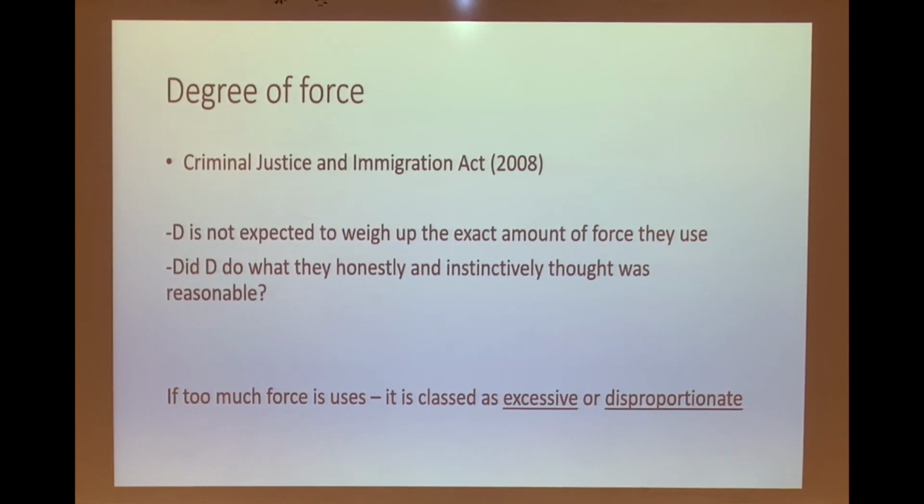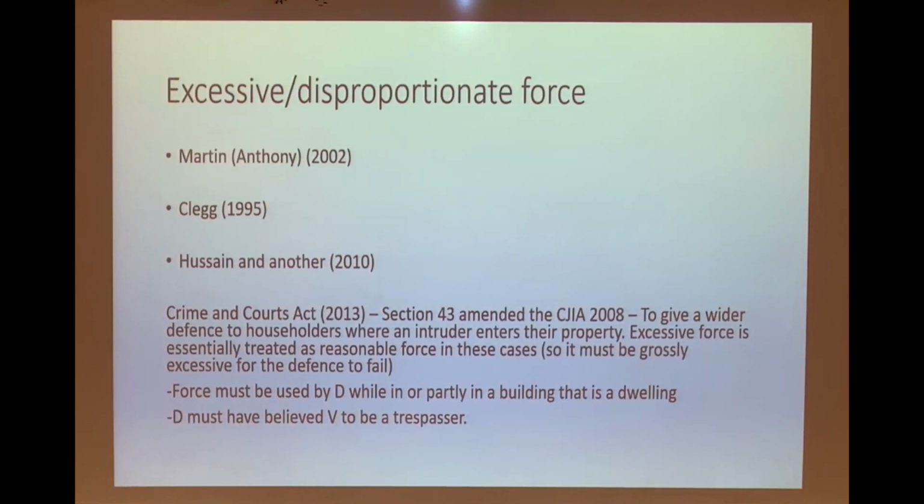Now, if too much force is used, then it is classed as excessive or disproportionate. So that's where the self-defense defense would actually fail because the force used was excessive or disproportionate. You can see that in 3 cases, all with a similar pattern of someone running away or some sort of instance like that. So in Martin Anthony, he was a man in his house called Bleak House actually, and he was terrorised by some youths, and eventually he shot one in the back as he was running away, and the court held that that was excessive force, so he was guilty of murder. He couldn't use the defence of self-defence.